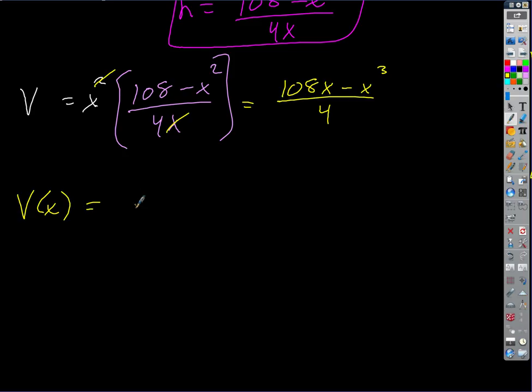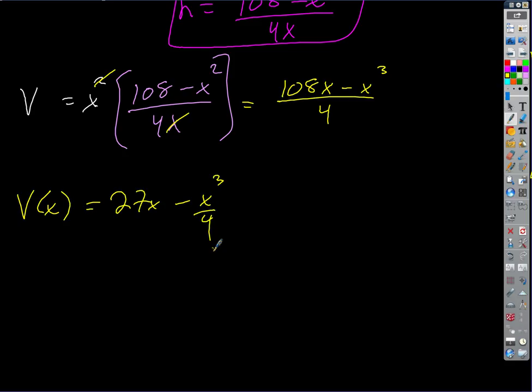We could split it into terms if we want to. Let's do that. Break it into terms. What is this? 27 over x minus x cubed over 4. And look what we can do now.